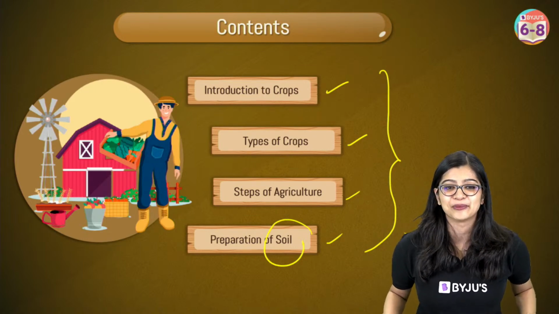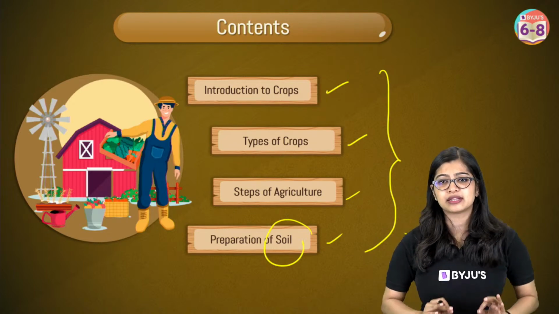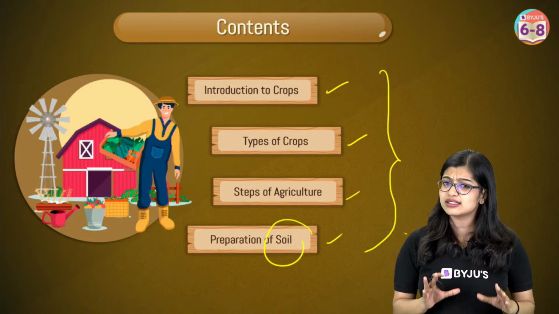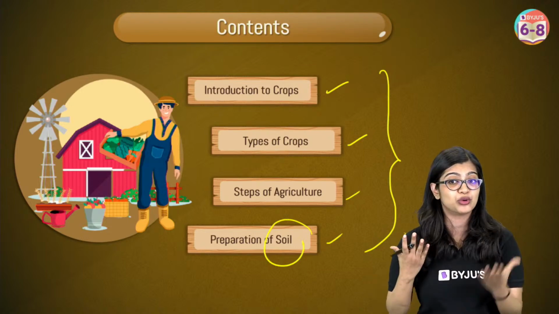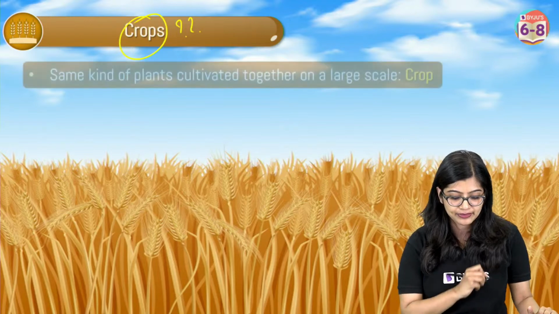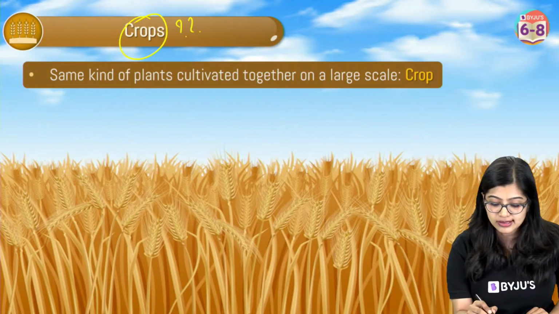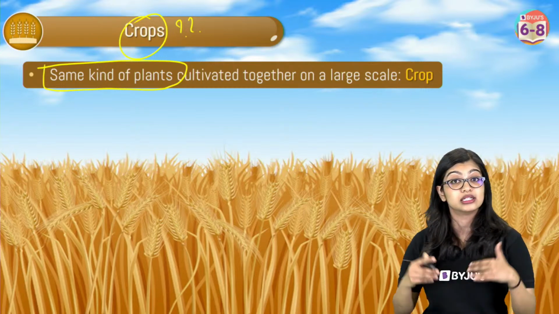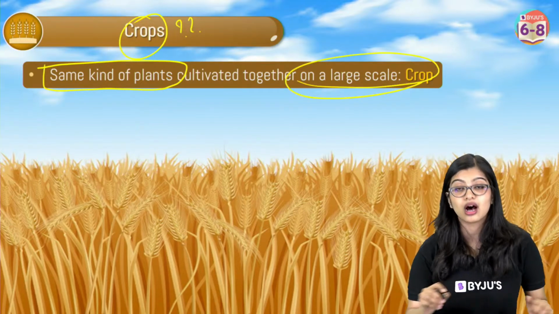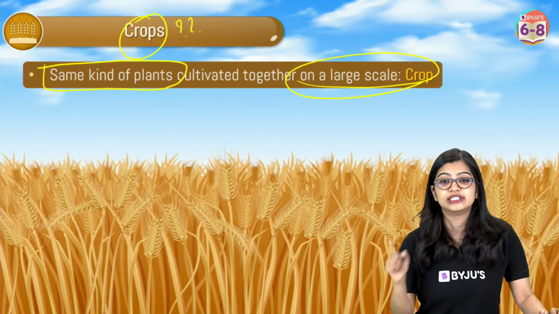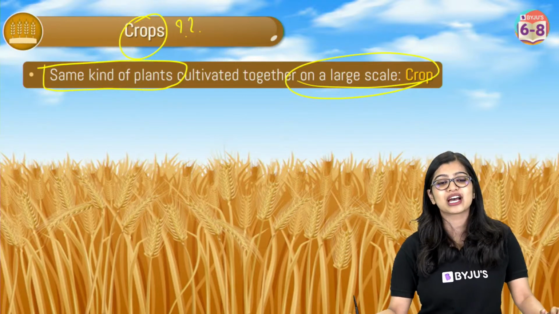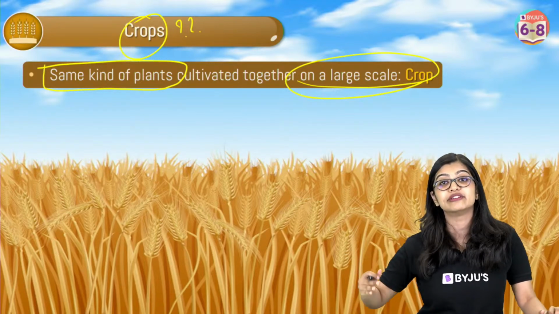Yes, wonderful. So let's start off with the most simple thing, and I would request all of you to write this definition down, or have a pen and notebook with you so that you can write the definition of crops, right? Because we know that agriculture deals with cultivating crops on a large scale. So what exactly is a crop, or how do we define a crop? Crops are nothing but when the same kind of plants are cultivated together on a large scale. So that is how we would define crops. Yes, wonderful Archita, very good Naina, very good. This is how we would define crops.